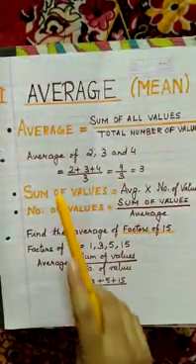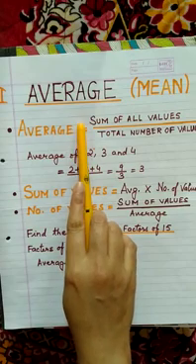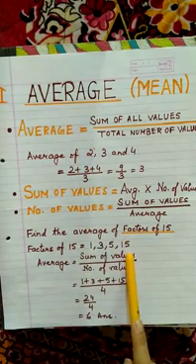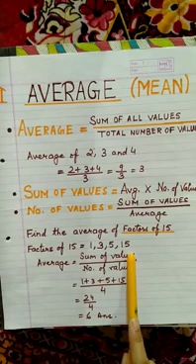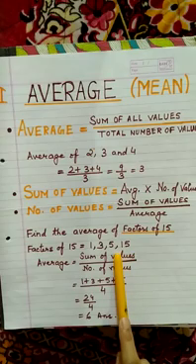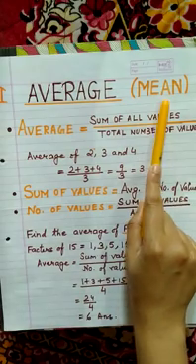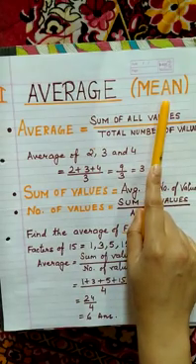Next, students, we have average. Now what do you mean by average? Average of a certain number of values or quantities indicates what the equal distribution of that quantity would have been. Average is the central value of a set of numbers and is also called the mean of a set of values.